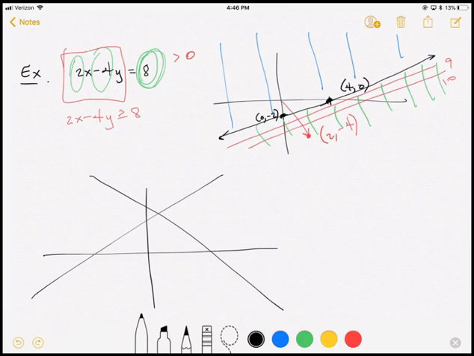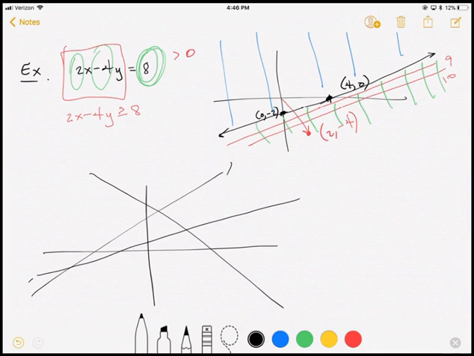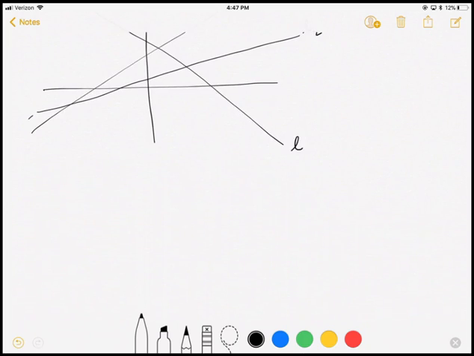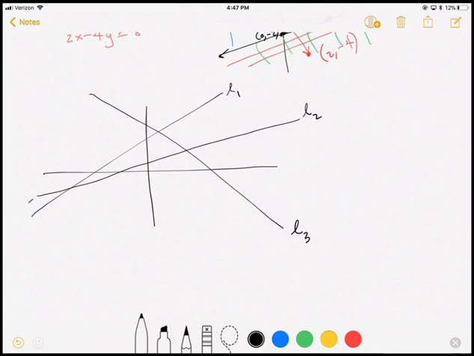Trying to draw my line, guys. It's not straight, but that's good enough. Okay, so let's call this line 1, this line 2, and this line 3. And let's say our feasible region is here.